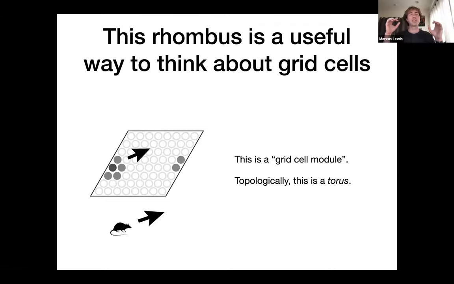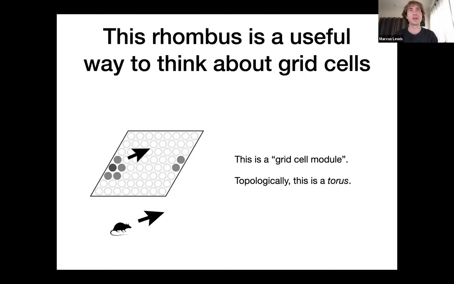For me, a torus is like a square where the edges wrap around, sort of like the old video game Asteroids, where the ship goes off the side and comes in the other side. That's kind of what's going on here with the bump, except it's a rhombus-shaped game of Asteroids that a bump is going through. And I'll show one more interesting property of grid cells that's useful for making sense of what they're doing.